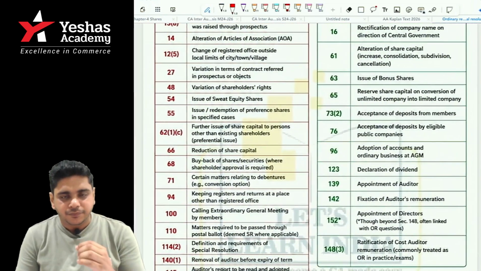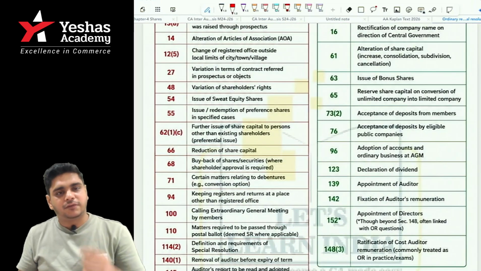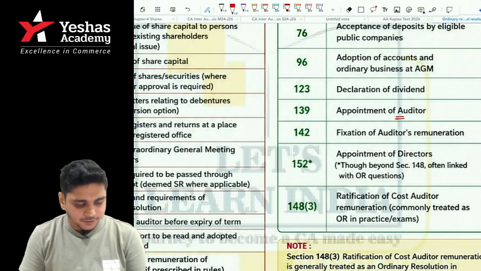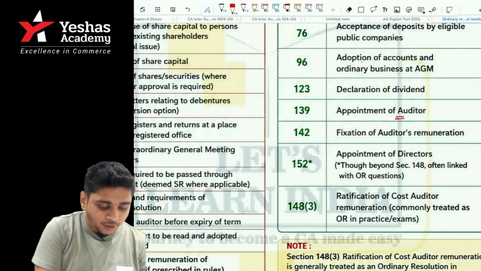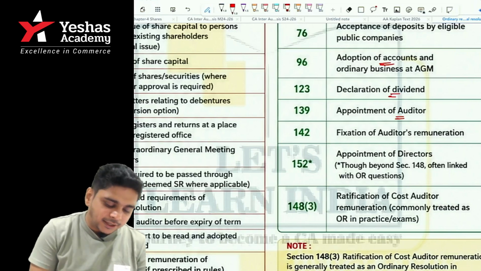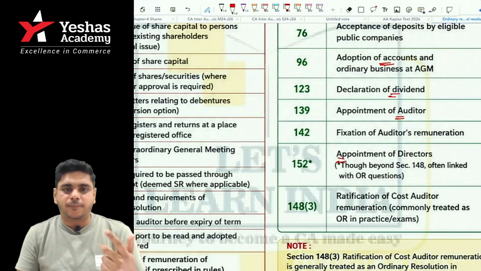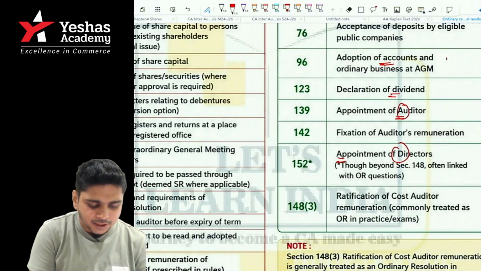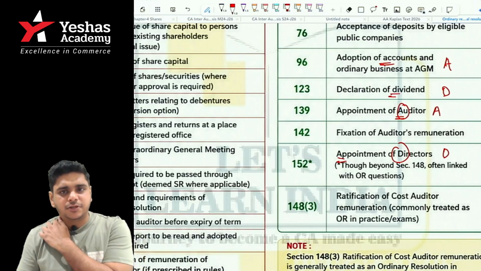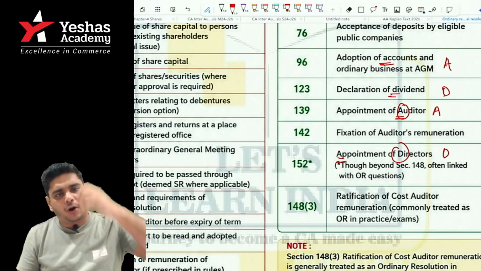So if you know ADDA, there are 4 businesses which are called ordinary business. For ordinary business we require ordinary resolution. Sir, what is ADDA? A, appointment of auditors. One more A, adoption of accounts. D, declaration of dividend. And D, appointment of directors, plus fixing their remuneration. This is ADDA: adoption of accounts, declaration of dividend, appointment of directors, appointment of auditors. In ADDA, OR is always required.